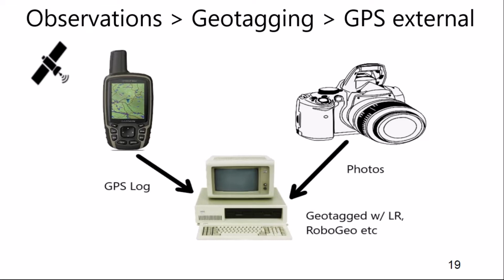The old school way was you actually took a data log with your Garmin GPS, and you took your pictures and you dumped them both onto your computer, and then you would geotag them with some software like Lightroom or RoboGeo, or there's lots of different software that will actually geotag your photos. But like I said, that was kind of the way you had to do it for a long time.